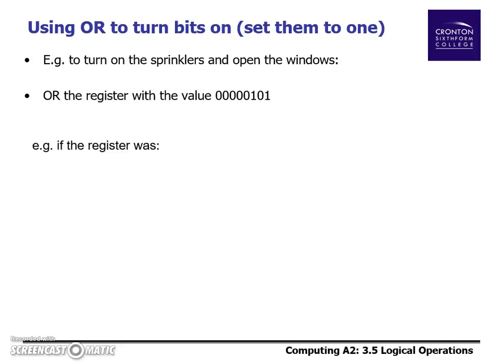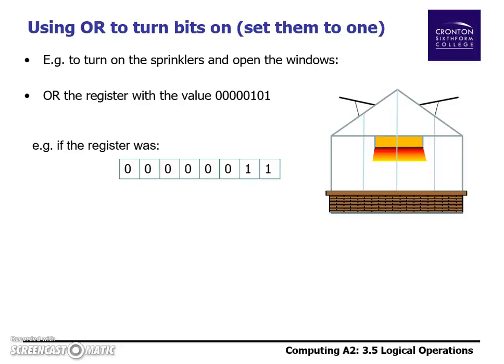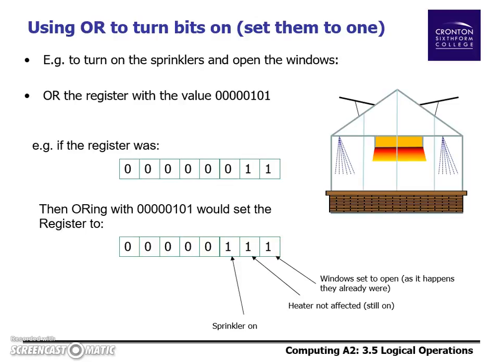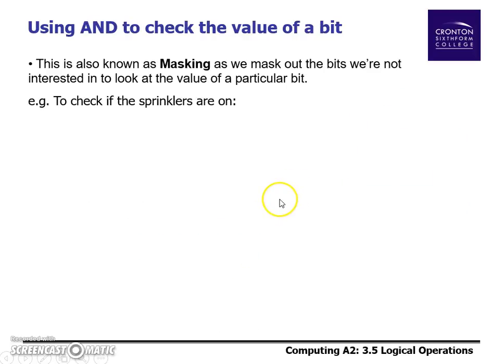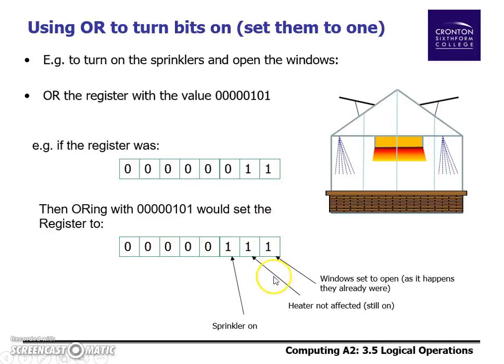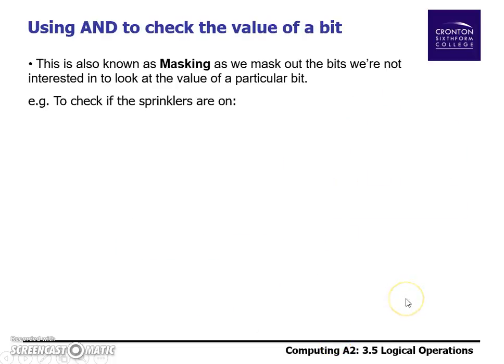We could also use OR bits to turn the sprinklers on and open the windows. So the OR register, so we could OR the register with the value 101. So if the register was like this, okay, then ORing would set it to this. So because you'd have a 0 or a 1 is a 1, a 1 or a 1 is a 1, and then a 1 or a 1 is a 1. Okay, so then everything will be turned on.